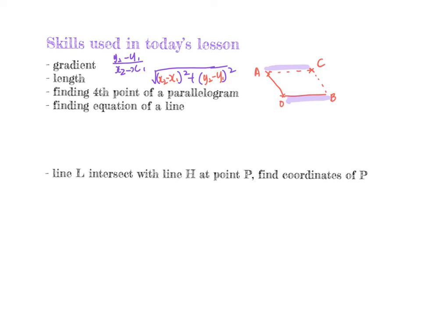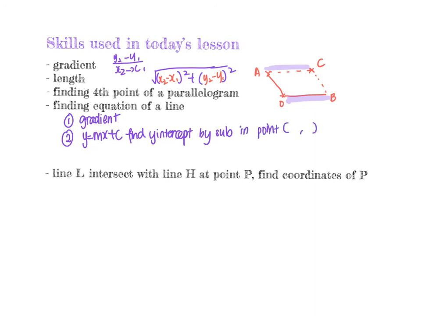And last but not least, as usual, to find the equation of a line involves 3 steps. First one is to find the gradient, after which we write down as y equals to mx plus c. Find the y-intercept by subbing in a point. Then after that, we write down the equation. Okay, so that is good.